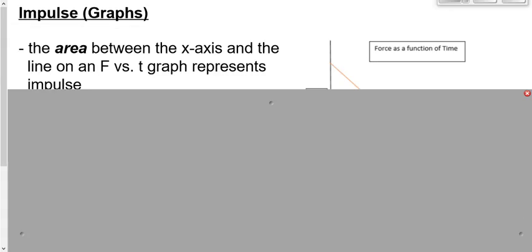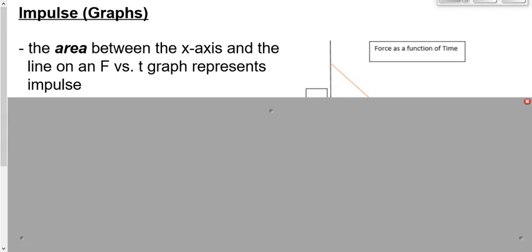And what I want you to remember is whenever you see that force versus time graph, force on the y-axis, time on the x-axis, you should think three words. Those three words are the following. Area equals impulse. The area between the line and the x-axis on a force versus time graph will always be impulse.